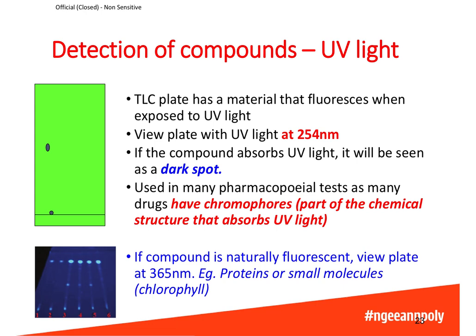This method of detection is used in many pharmacopoeia tests because many drugs contain chromophores. Chromophores are part of the chemical structure of the drug that allows it to absorb UV light. Sometimes the compounds might naturally be fluorescent. In that case, you can view the TLC plate at 365 nanometers, and we will be able to see the compounds as fluorescent or bright spots on a dark TLC plate.